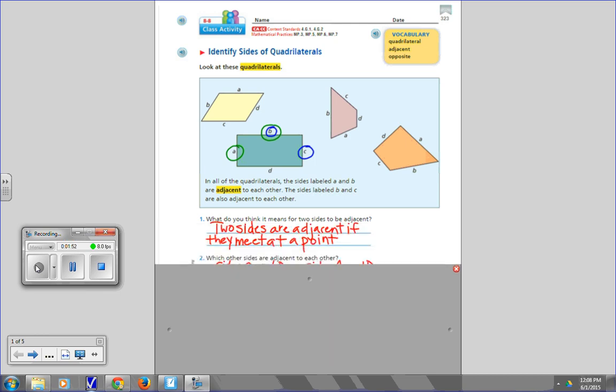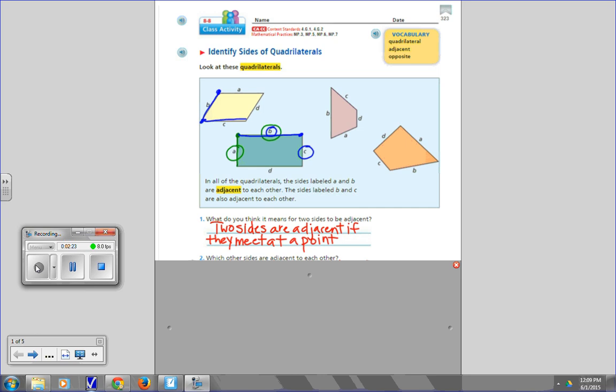A short and condensed version for you is, two sides are adjacent if they meet at a point. So if they meet at a point, they are adjacent. So if you notice, A meets B right here. B meets C right here. B meets A right here. B meets C right here, and so on.